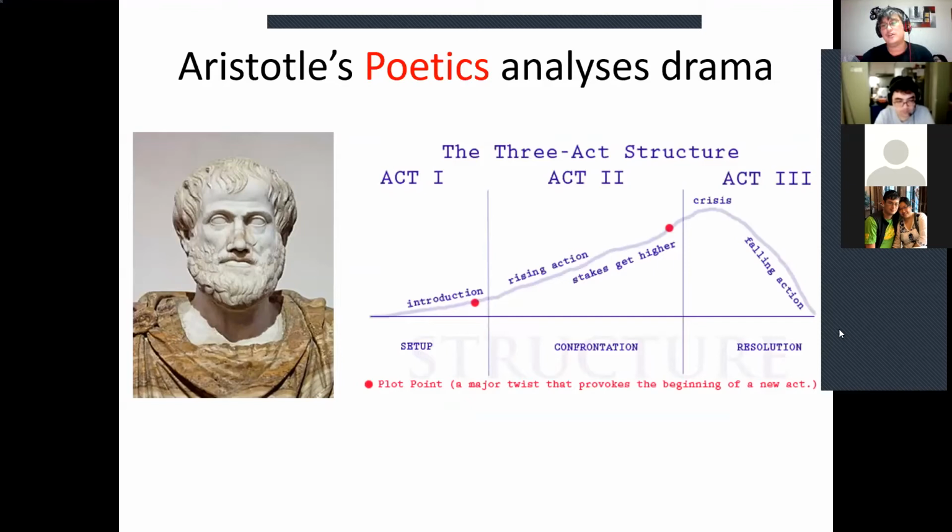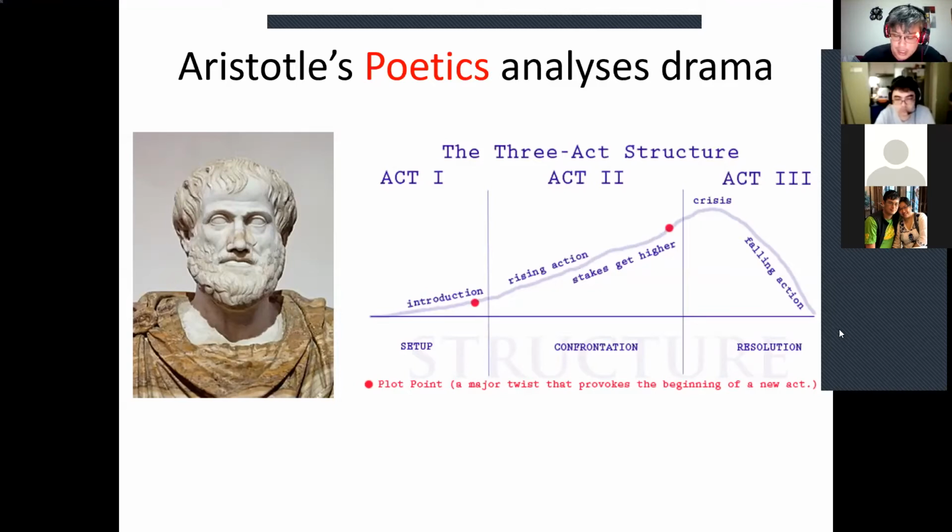Act 1 is your introduction and setup. Act 2 is the rising action that raises the stakes somehow, that culminates in a confrontation, leading to Act 3, the crisis, and then things wind down as resolution sets in and everything gets resolved.